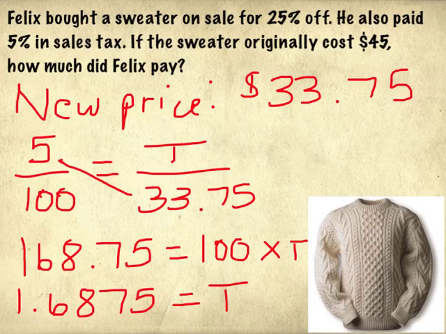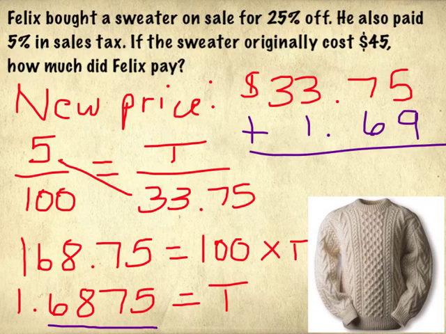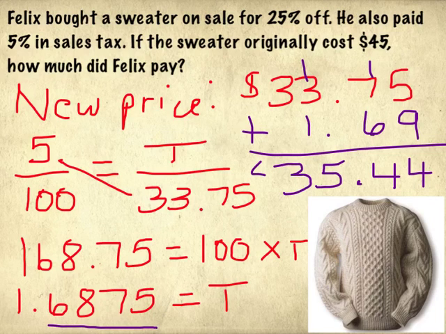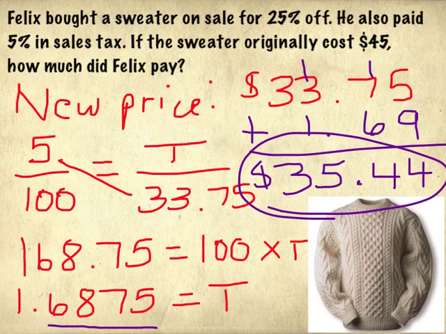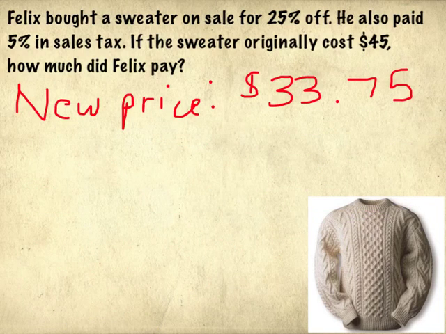Obviously, nobody is going to tell you that you owe them $1.6875 of a cent. So we're going to round. We're going to round the 8 up to a 9. So the tax will be, and I'm just going to switch colors so you can see it better, the tax is going to be $1.69 added on to the price. Then I just have to do some math to find out that this is what he paid for his sweater. That was the long, easier way. Let me quickly show you the short way that's a little more complicated.